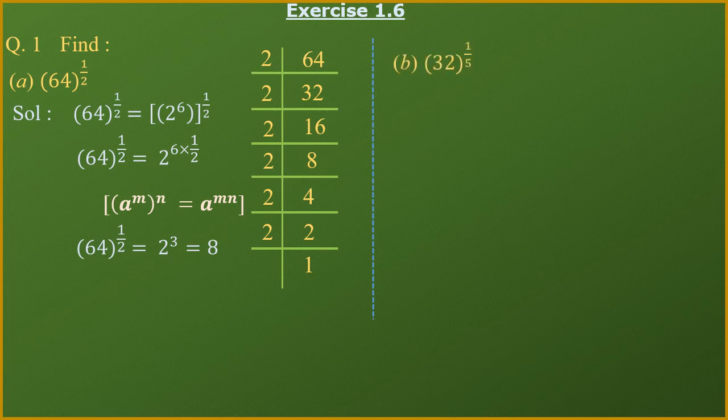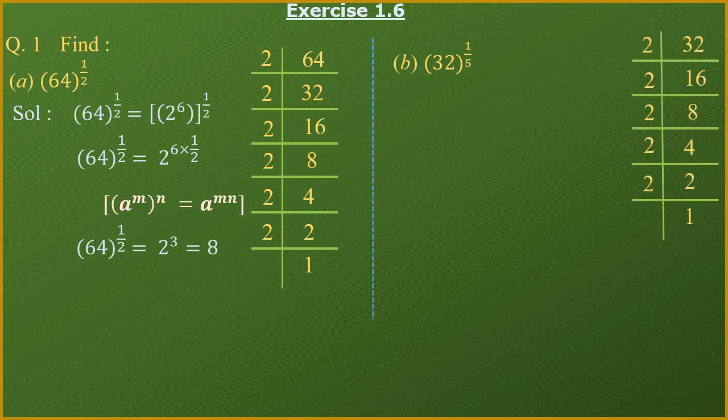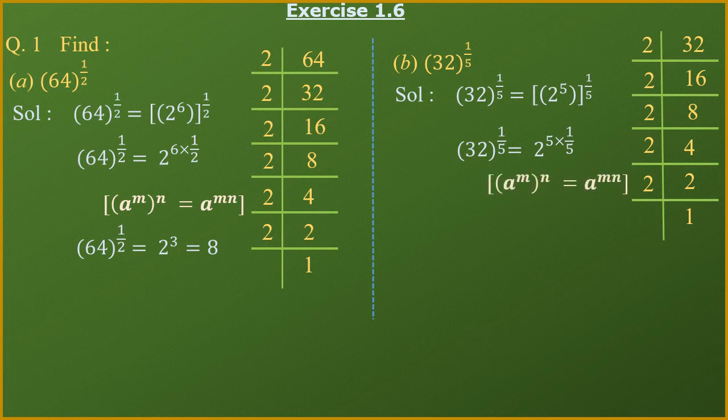The next question is given as 32 to the power 1 by 5. Okay, now again 32, if I factorize and write down the factors, you will see the factors will come in this manner. How many 2's are coming here? 5. So I will write 32 as 2 to the power 5, and then again in the same way both the powers are multiplied by the same formula, a to the power m whole power n is equal to a to the power m into n. Then 5 and 5 cancel, the remaining is 2 to the power 1, that will become 2. So this will be the answer of the second part.